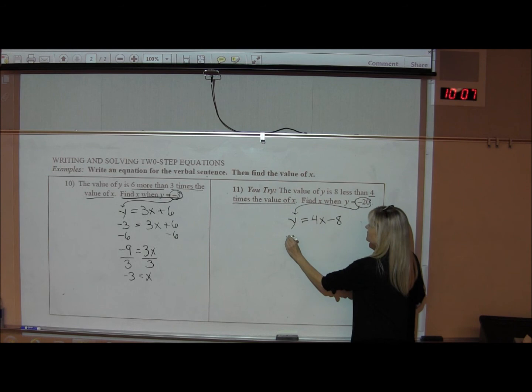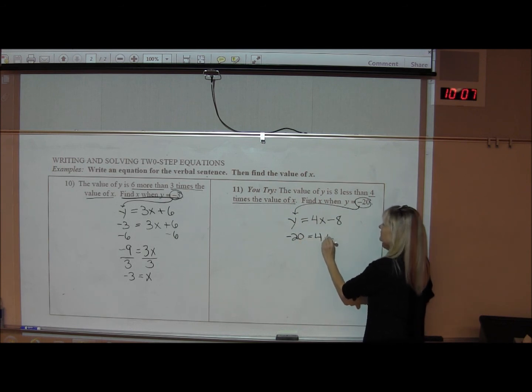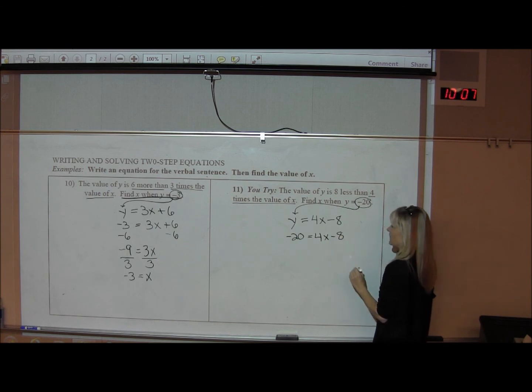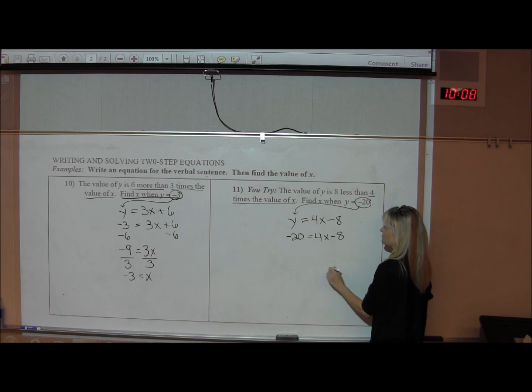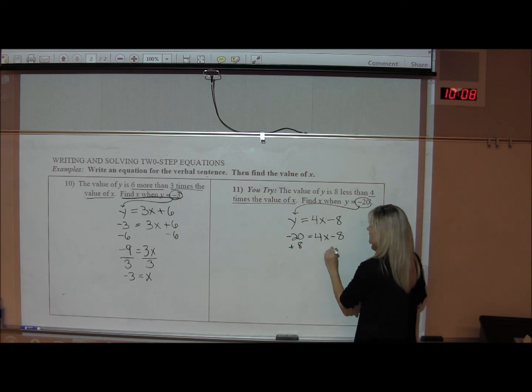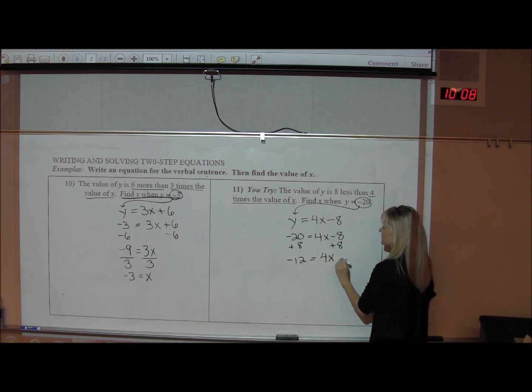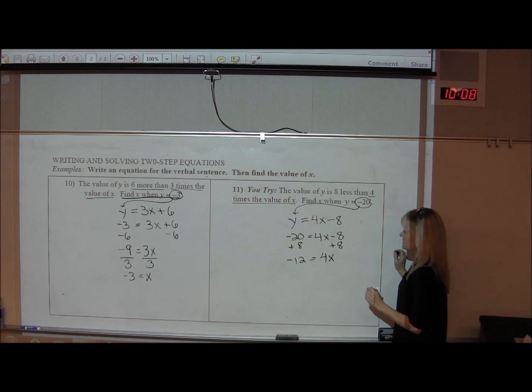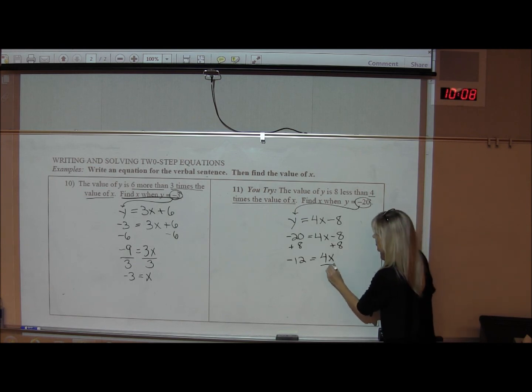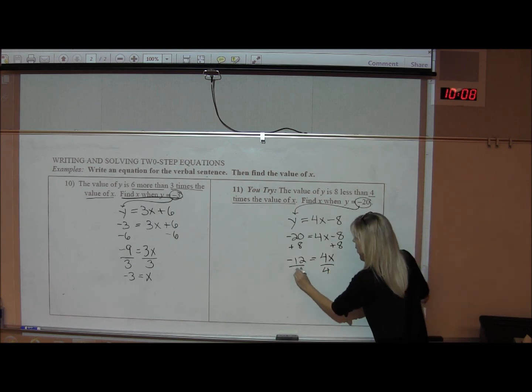So I'm going to put my negative 20 where I see y. All right, now I'm isolating my variable term, so I'm adding 8 to both sides. I said I wasn't going to show this step, but I think it helps. So negative 12 equals 4x. And then my next step is to get just one x. So x equals negative 3.